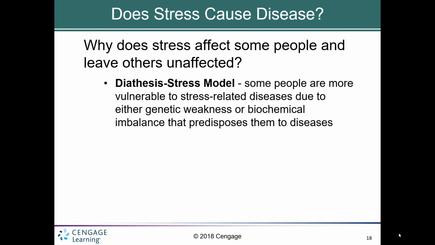The diathesis stress model assumes two factors. One, the person has a predisposition to the disease, and that predisposition could be biochemical, or it can be abuse or maltreatment during childhood, which can cause or create vulnerabilities to disorders. The second is the person experiences some sort of stress.